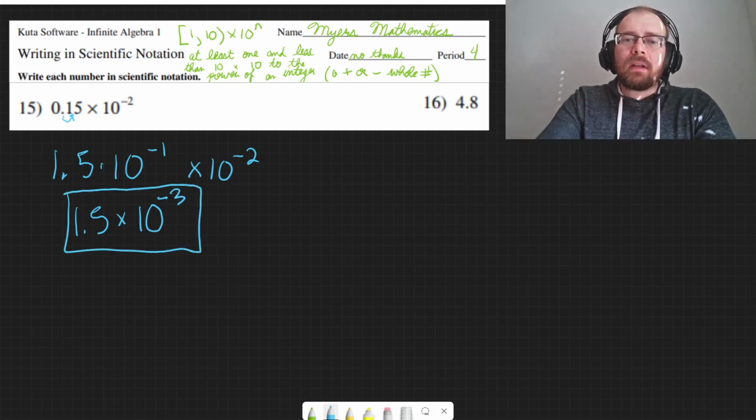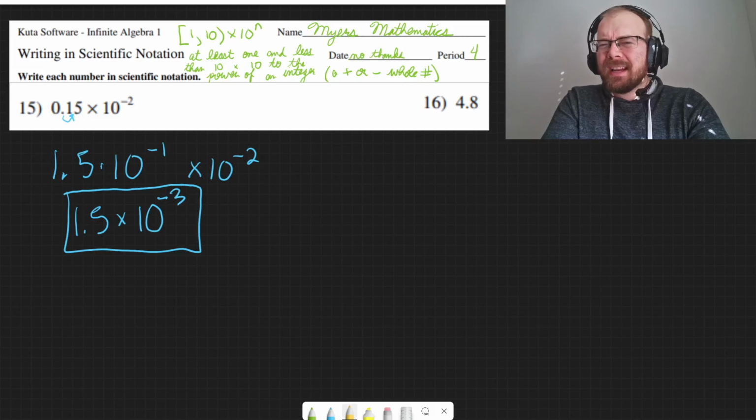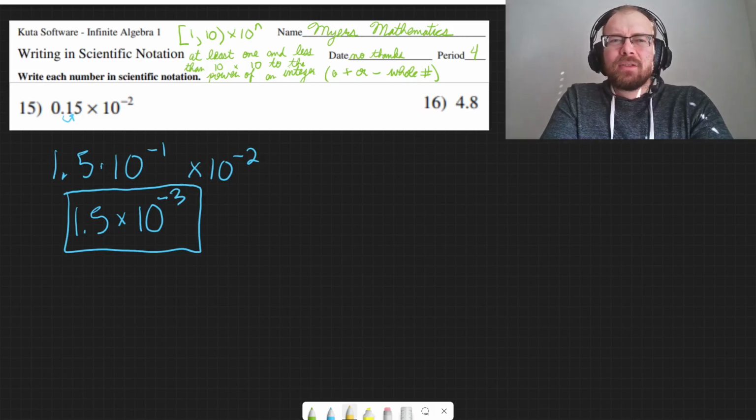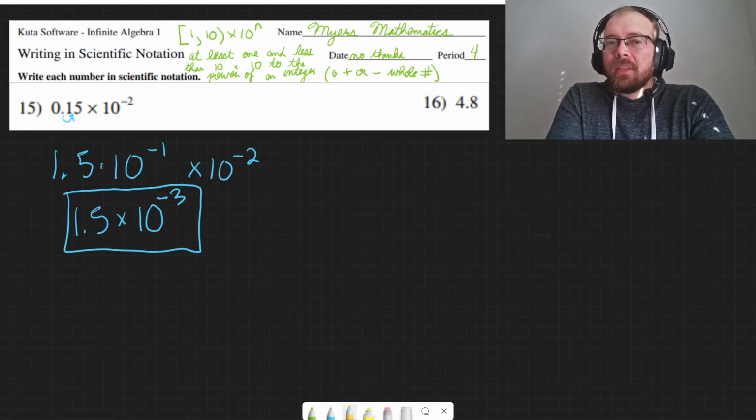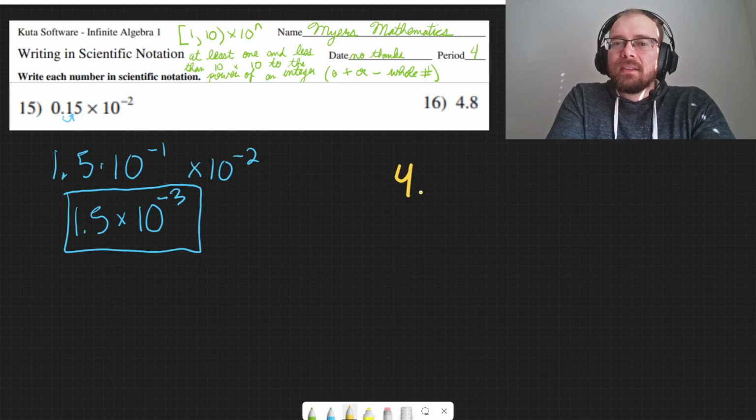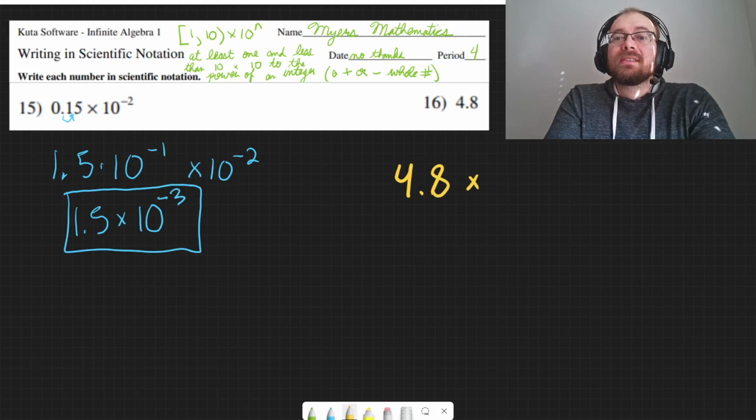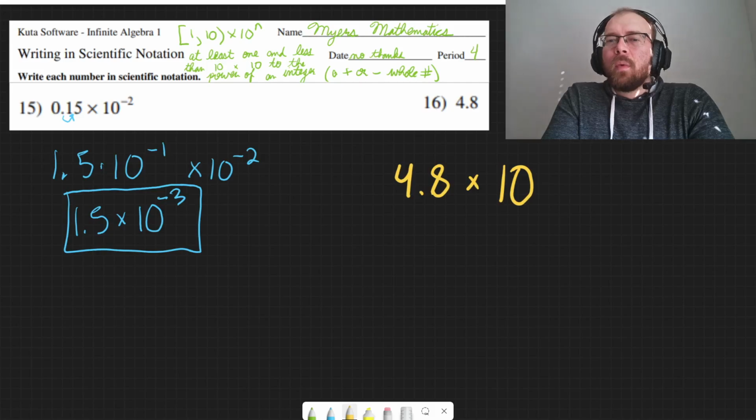And the second one looks like it's going to be the easiest one, which is kind of ironic because usually the last one is the hardest one. Like 15 was a lot harder than what this one's going to be because it's already in scientific notation, almost. The only thing we need to add to it is it needs to be 4.8 times 10. Now I can't just say times 10. It has to be 10 to a power. Well, what kind of power can I do to make it so that I'm not changing anything?